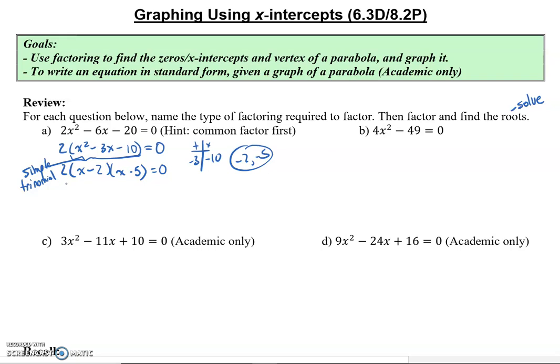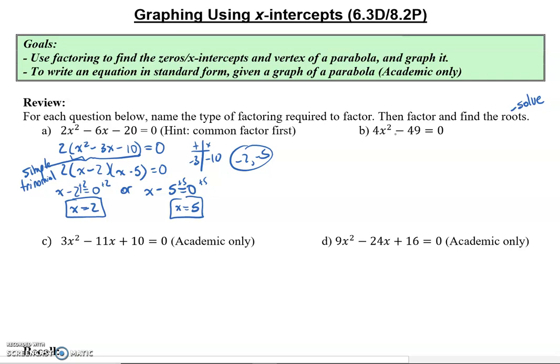Well, where do we go from there? Well, now we know that 2 can never be 0, so that can't be a possibility, but we know that x minus 2 could be 0, or x minus 5 could be 0. Solving each of those, if I add 2 to both sides, I get x equals +2, and if I add 5 to both sides, I get x equals +5. So our solutions for this particular equation, or the roots, are x equals 2, x equals 5.